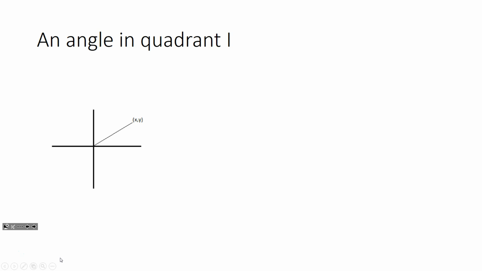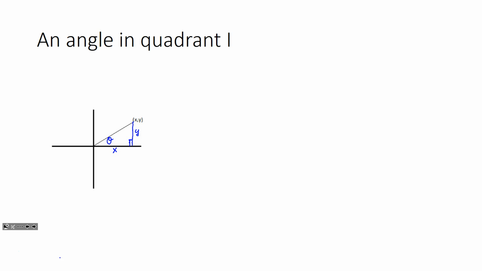Consider that this is drawn in standard position. Therefore, this here is our theta. And at the end of that line segment, I have the point x comma y. Well, if we drop a vertical line down to the x-axis, we will form a right angle here. This side would be x and this would be y because, look at the point xy. X is how far you go over, y is how far you go up.